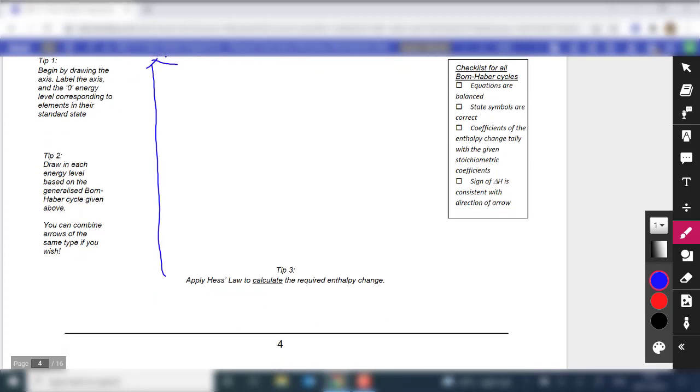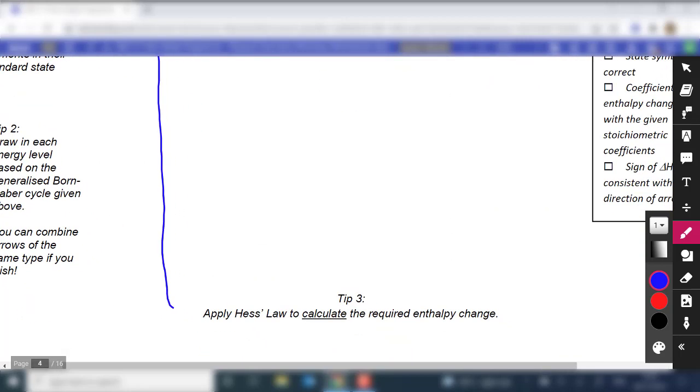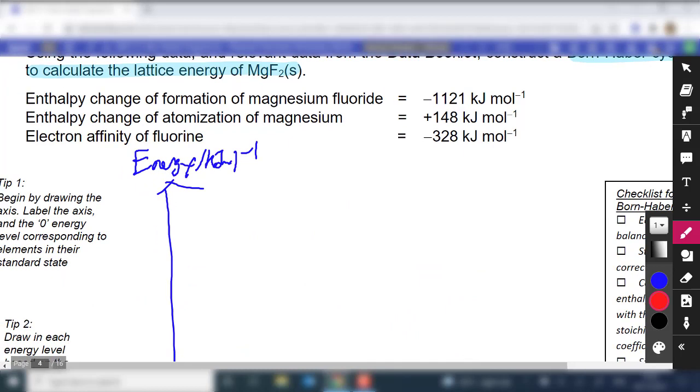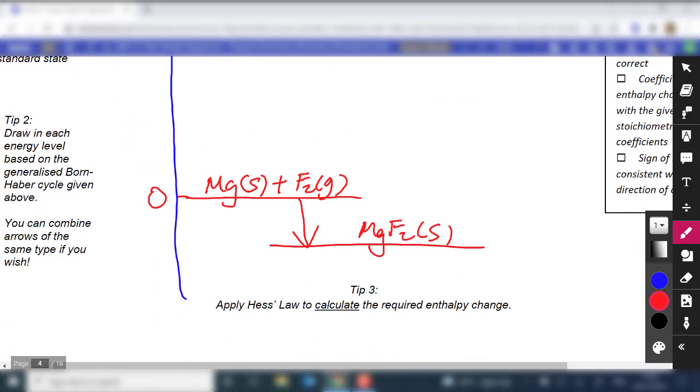Remember earlier we need to define the 0 point, so we're going to have 0 here. This will be magnesium solid plus F2 gas. Over here I'm going to define the enthalpy change of formation of MgF2, magnesium fluoride. I'm going to search for the value. It is negative 1121, so that's negative 1121.